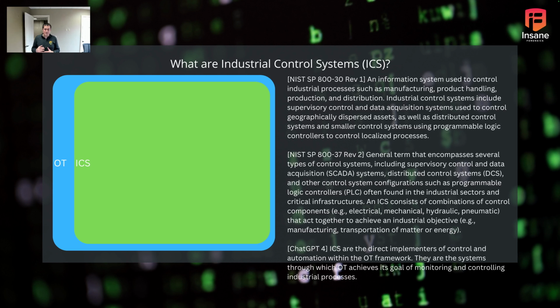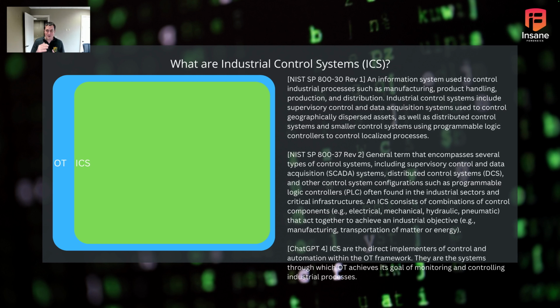When we go a step further down, we ask: what are industrial control systems? On the NIST level, we're looking at systems used to control processes. This could be manufacturing, production, distribution. So it may include SCADA systems, which we'll talk about, over geographic areas, as well as distributed control and smaller control systems, things like PLCs and others. Another NIST definition is interesting. They call out that within ICS, you have SCADA, you have DCS, you have PLCs. Don't worry, we'll define them all in a second.